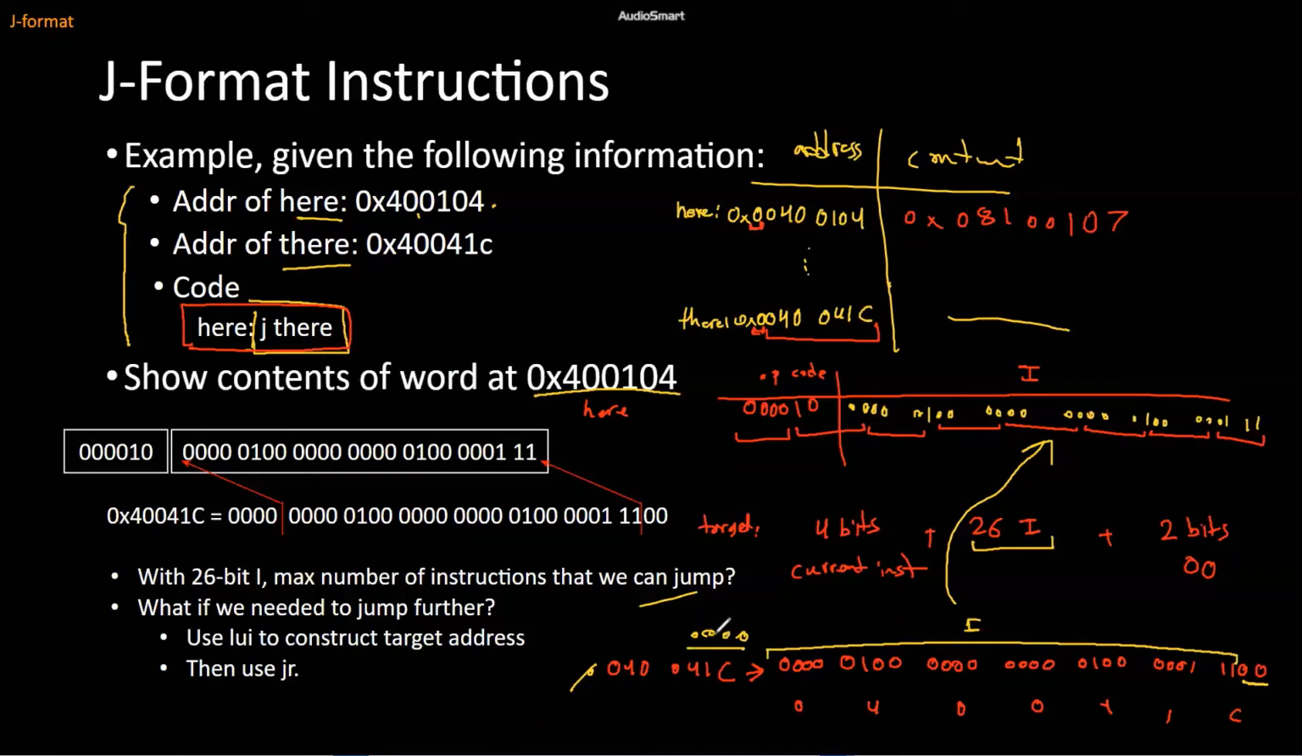And we assemble that. We look up the table, J, we had the opcode, and then we have 26 bits for the label. That 26-bit comes from the address of this. We just have to discard 4 bits from the most significant end, and 2 bits from the least significant end. That's how we get this I. And if you want to convert it to hex, you can do that.